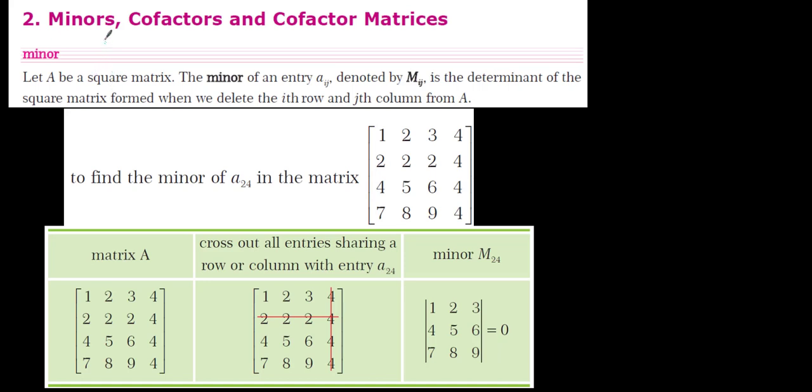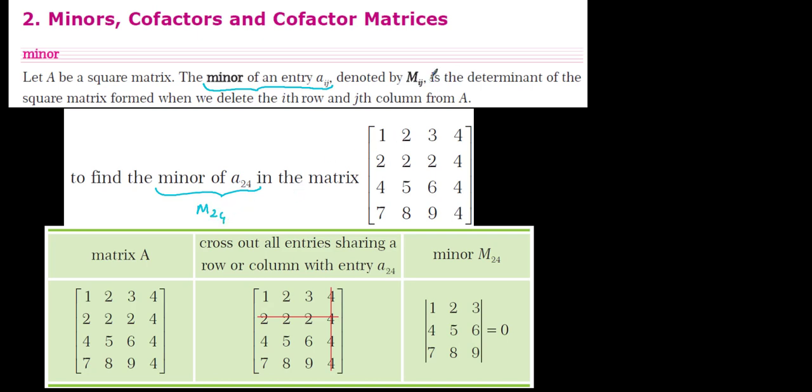Hi dear students, we are going to study about minors, cofactors and cofactor matrices. Before starting that one, to find the minor, we should use square matrices. So we are going to work on square matrices to get the minors. The minor of an entry Aij, this is important here, is denoted by Mij. So the minor of A24 is going to be denoted with M24. This is the first part.